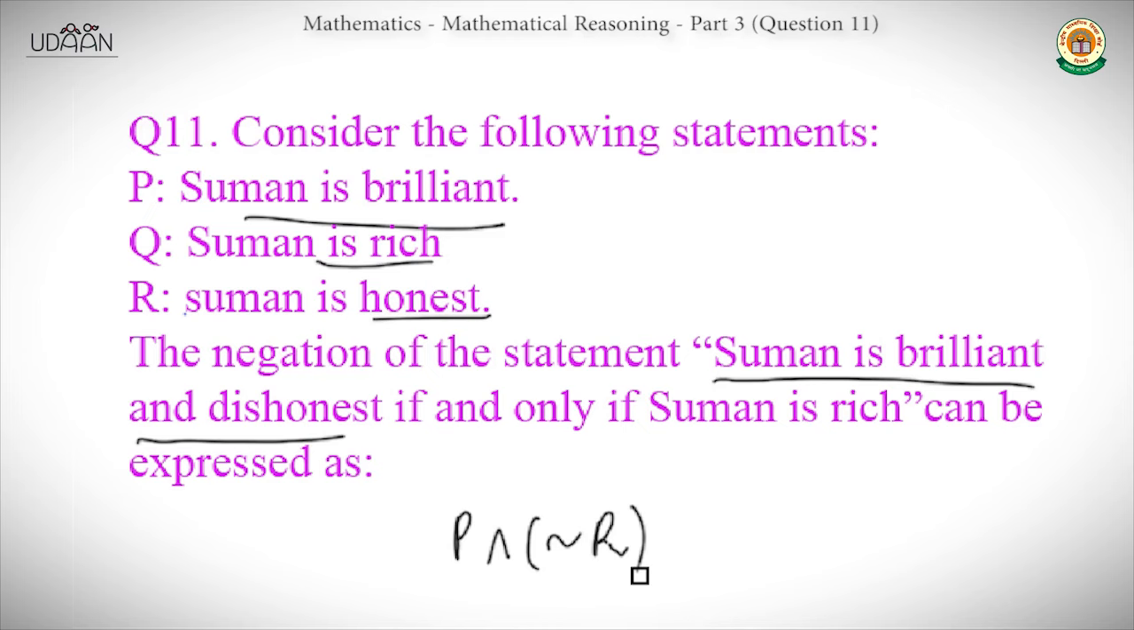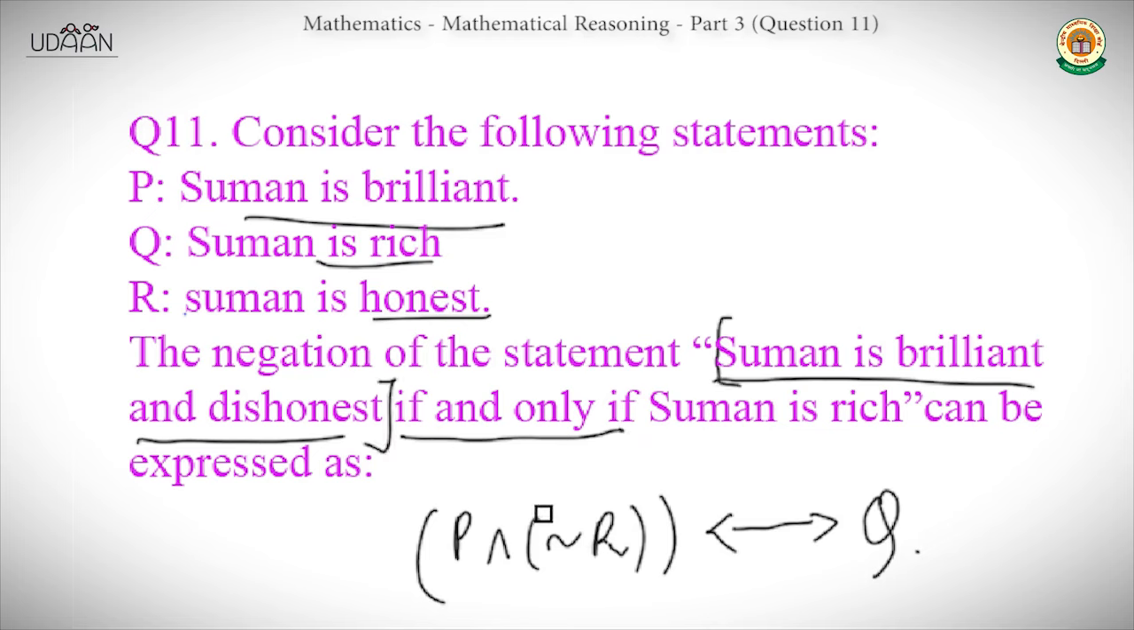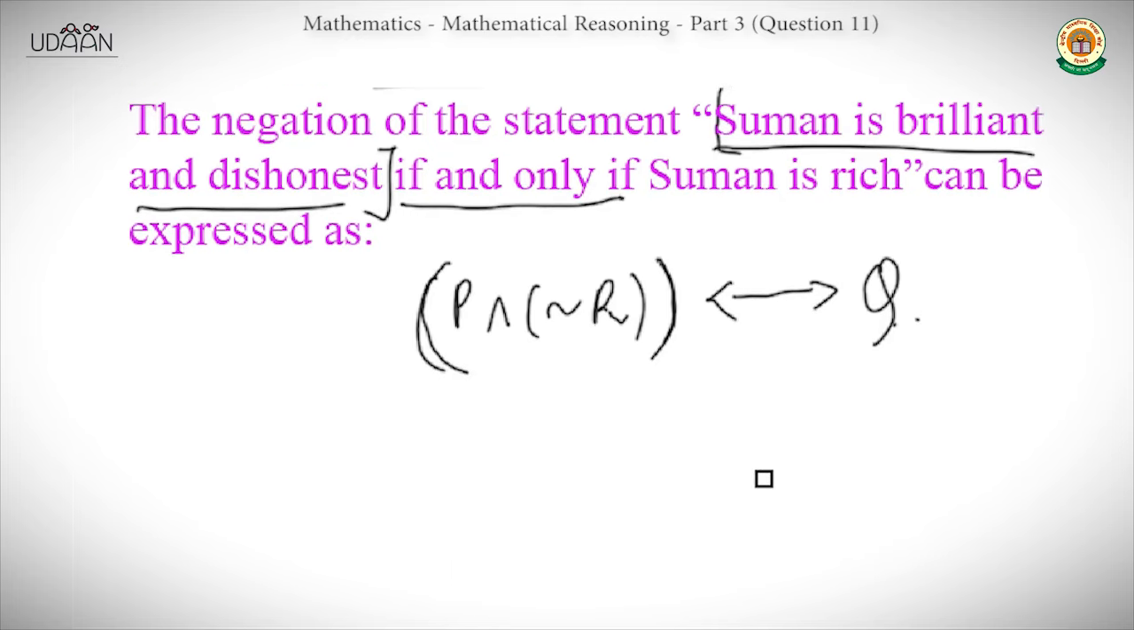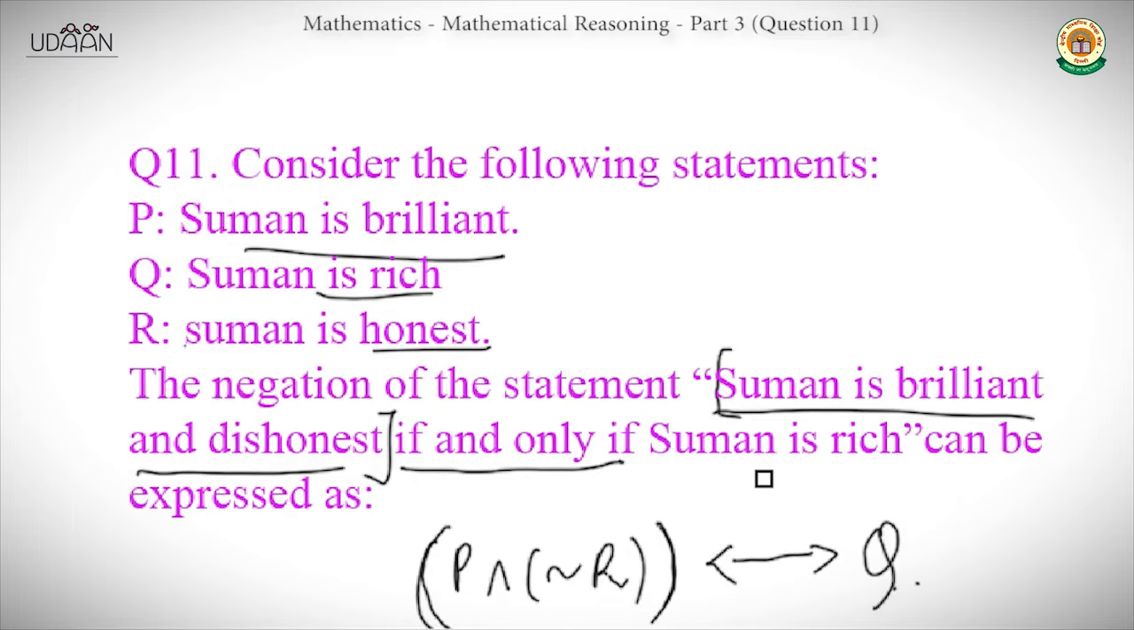Now what is it saying further? If and only if Suman is rich, Q. Now some of the problems here: whatever is written for if and only if is written for the combined statement, Suman is brilliant and dishonest. So you have to take this combined statement inside a bracket, and then if and only if Q. Is the answer complete? Do you think the answer is complete?